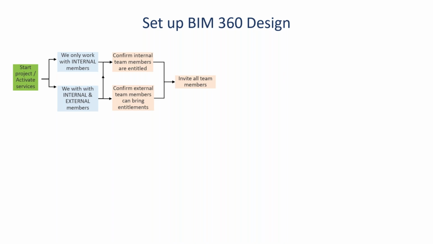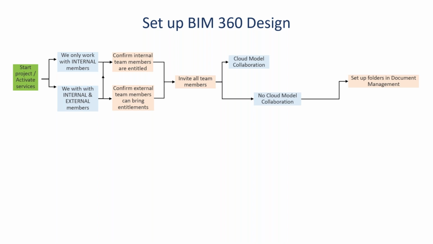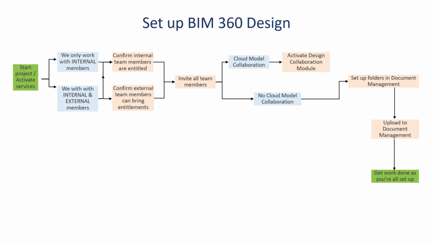The next step is to establish whether the team does collaborate on cloud models or not. If no, you continue to setting up the folders in the document management module, whereafter documents can be uploaded to document management and your setup is complete. If the team does collaborate on cloud models, which is what we will be discussing today, you have to activate the design collaboration module and then set up the folders in the document management module.